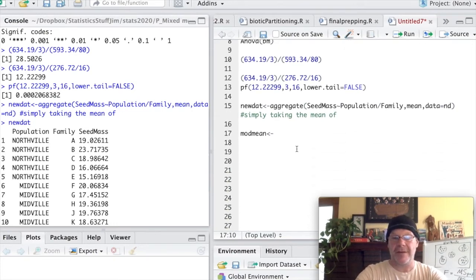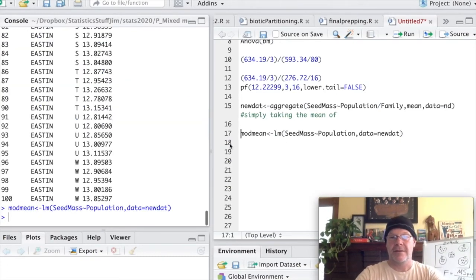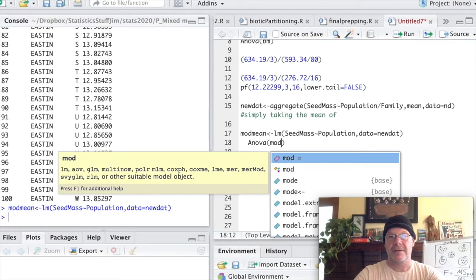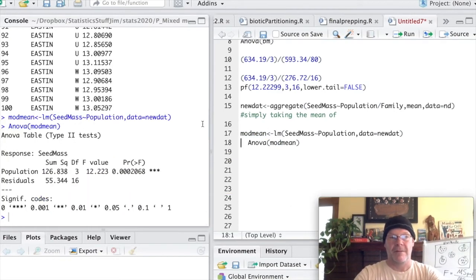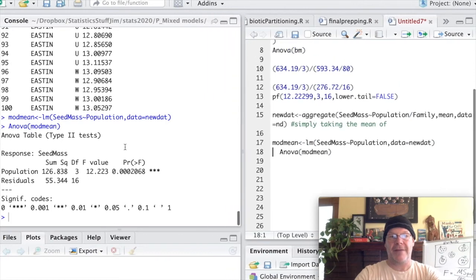I'm going to say it's a linear model where seed mass is some function of population, and the data equals new dat. So now I have a model, and let's go ahead and do an ANOVA on that model, on that mod mean. And that's the answer to that, right?